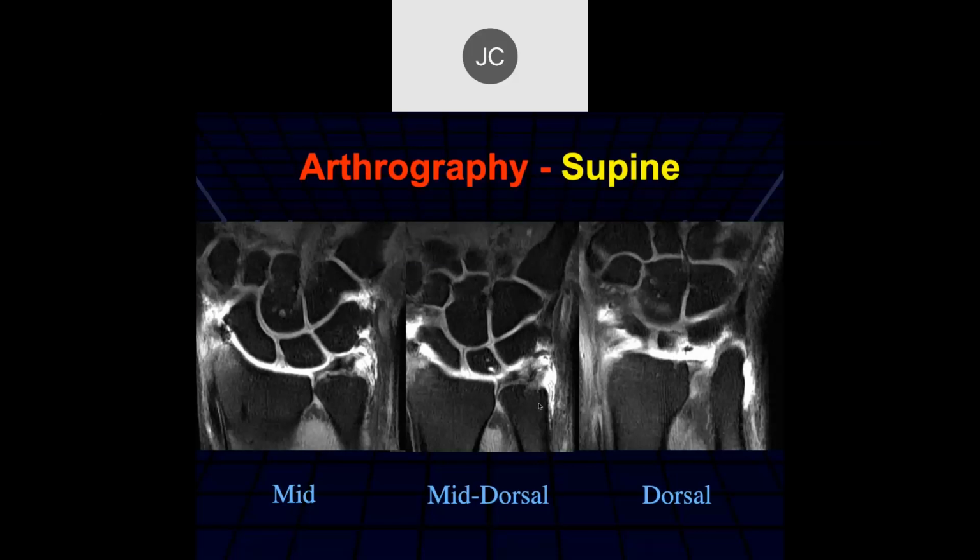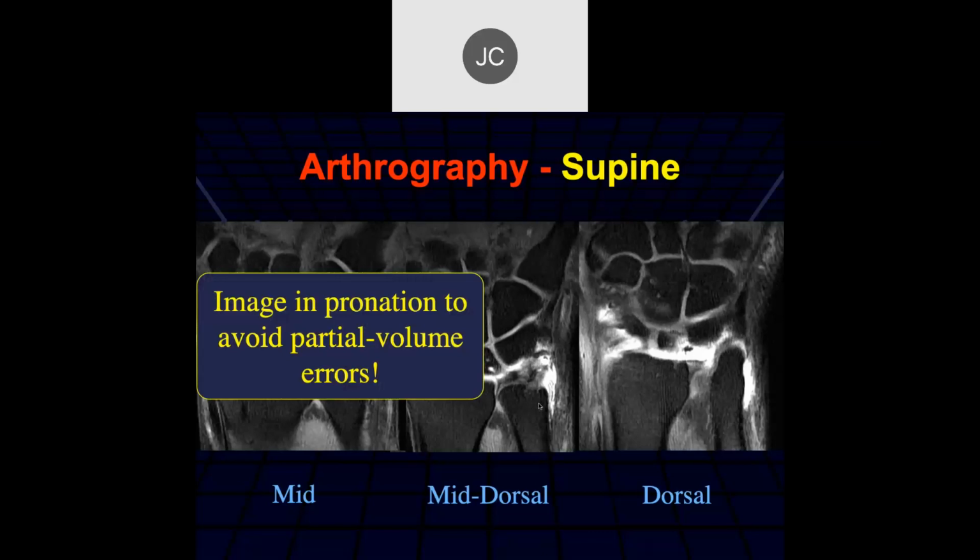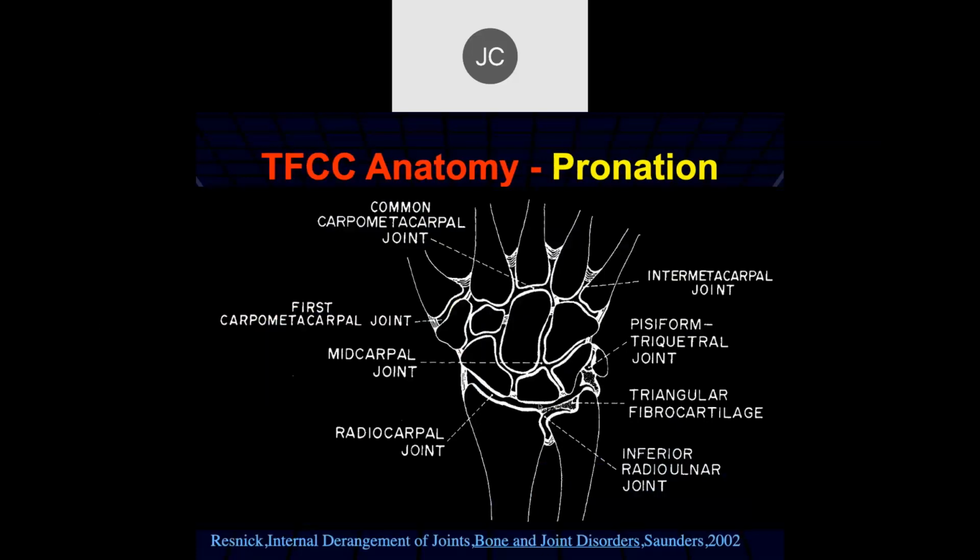So that's a supine arthrogram. Maybe the patient couldn't pronate. No, maybe that's the case, but I remember this case. This was because the MR technologist didn't know the difference. Maybe his brain wasn't working.